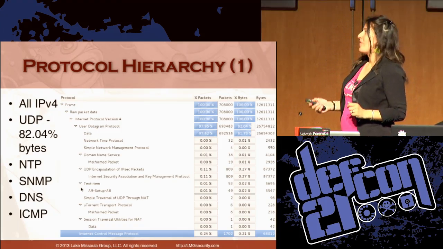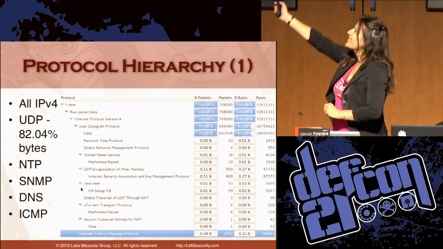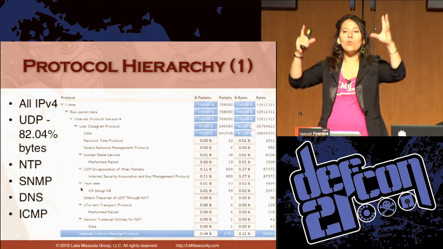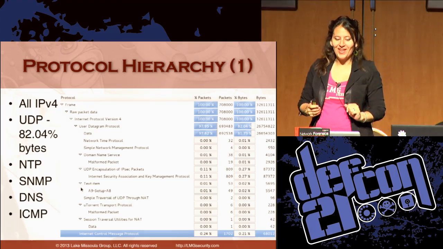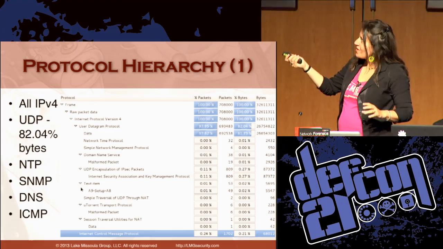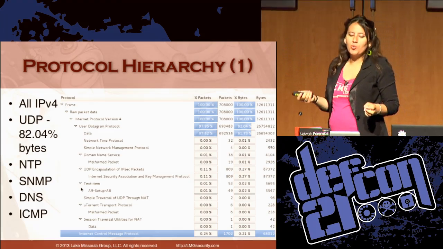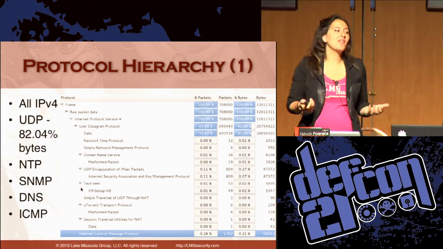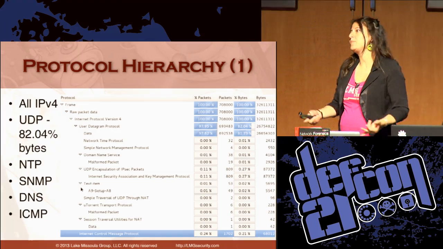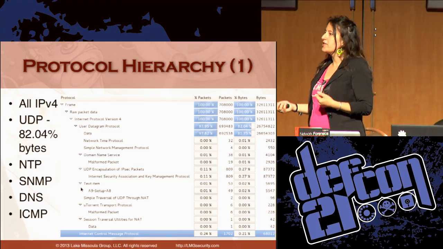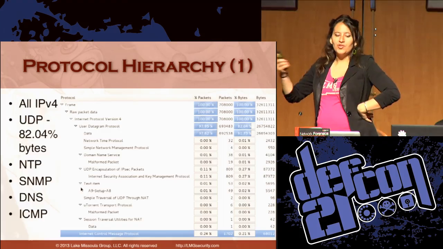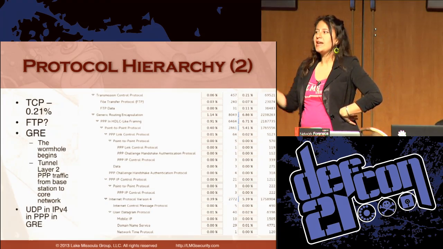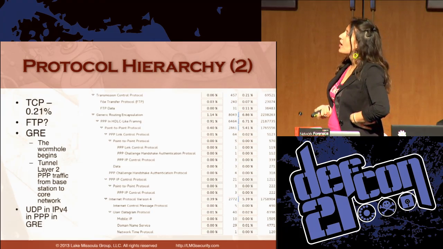And when we finally got it, it was beautiful. So this is the first of 4 slides that I'm going to show you of a single Wireshark protocol hierarchy summary. You can see here, this is just the basics. It's all IPv4. 82.04% of the bytes were UDP. And then you see normal traffic that you might expect for managing a remote system, so NTP, SNMP, DNS, ICMP, that kind of stuff. You scroll down, okay, you start to see TCP, that's 0.21%. I was pretty intrigued to see some clear text FTP traffic in there.